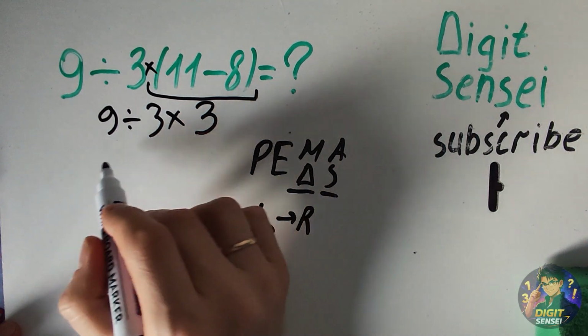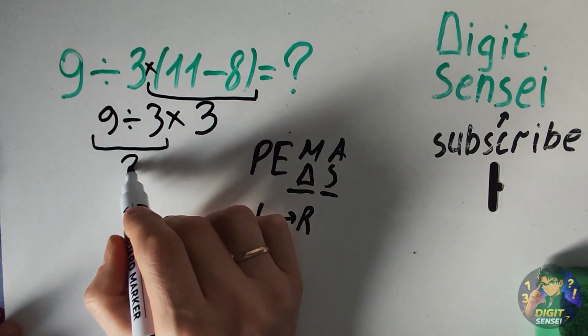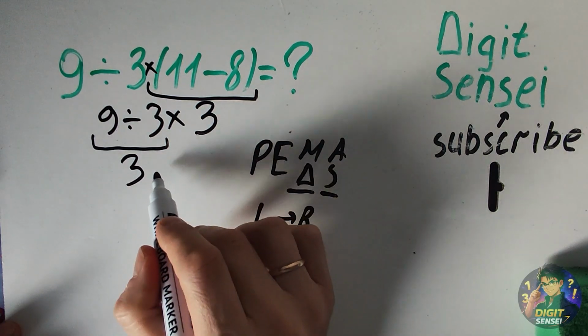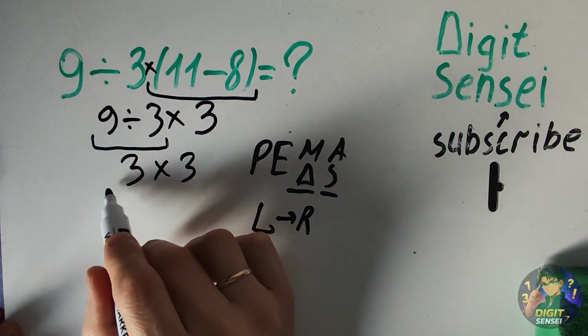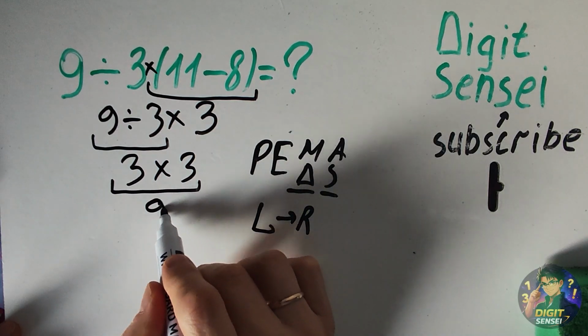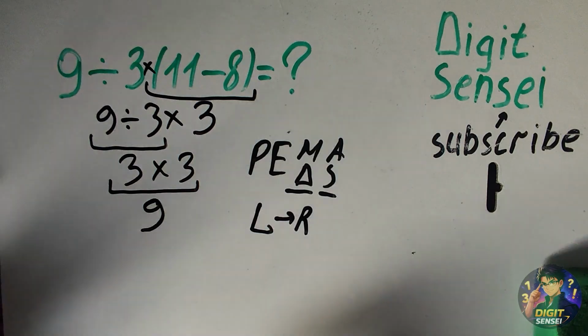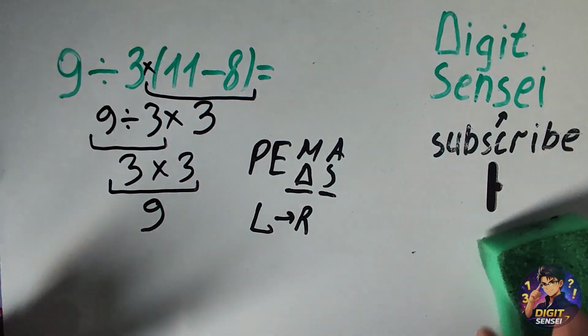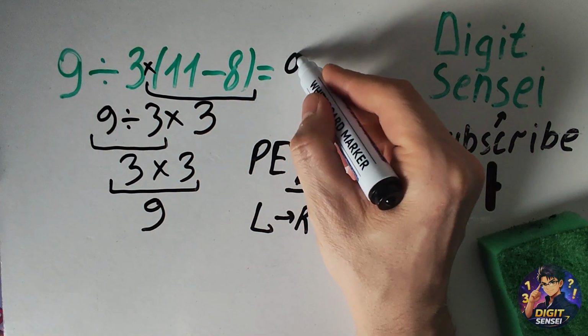9 divided by 3 gives us 3. So we have 3 times 3, which equals 9. And this is our final answer to this problem. The correct answer is 9.